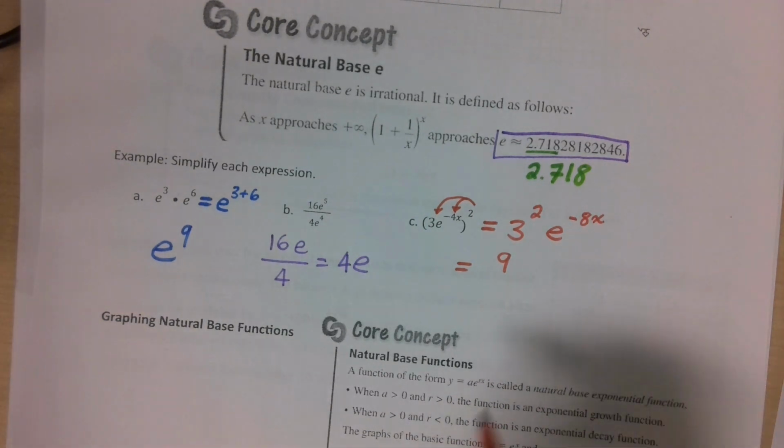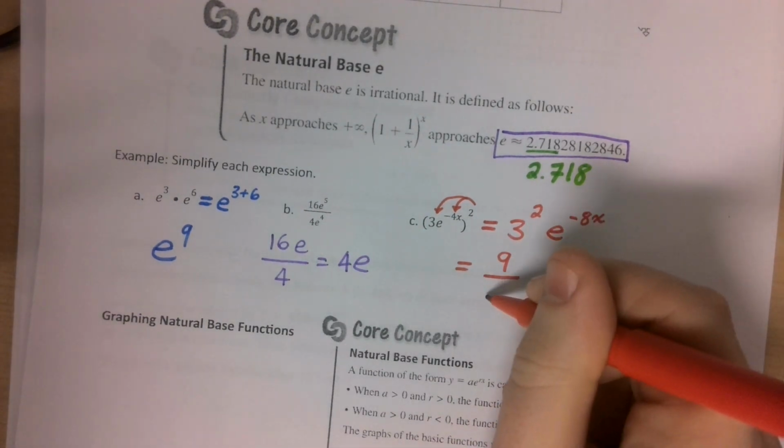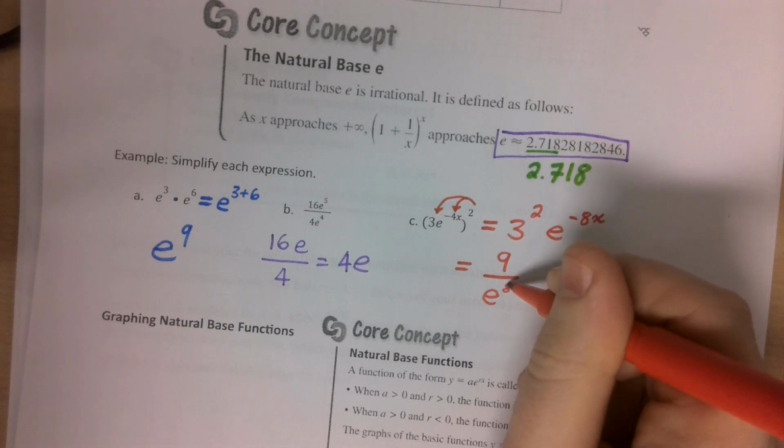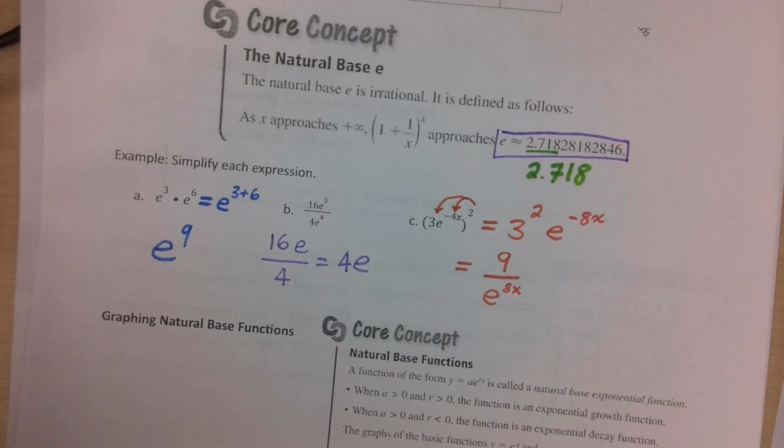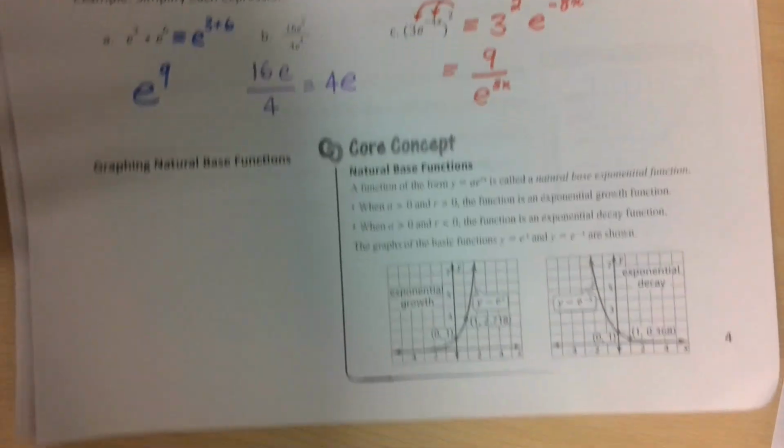Our negative exponent rule says we can flip it onto the bottom of a fraction. This is the same as 9 over e to the 8x. We treat e just like we treat the number 2 or 5. It's just a number. However, it has some very special properties. Let's take a look down here and see a couple of those special properties.